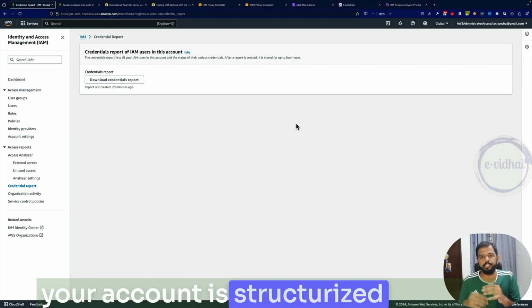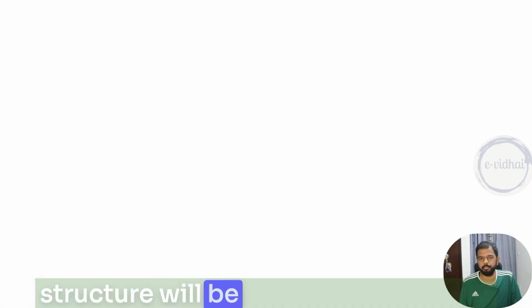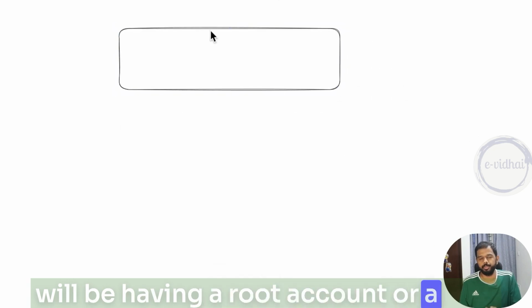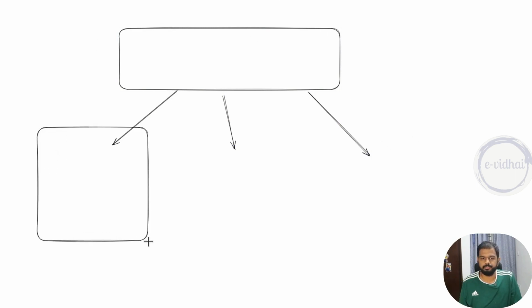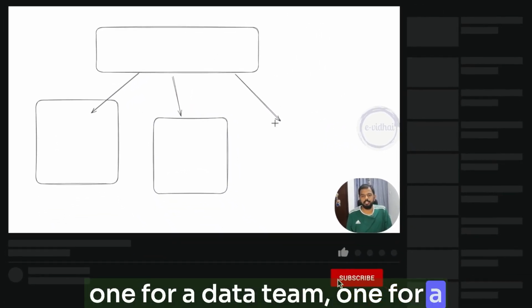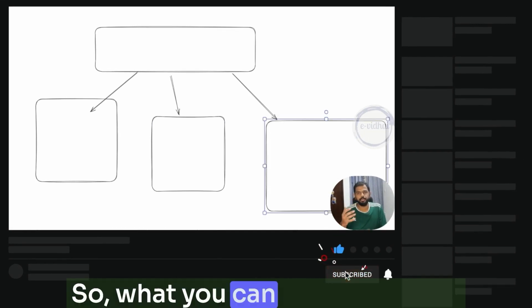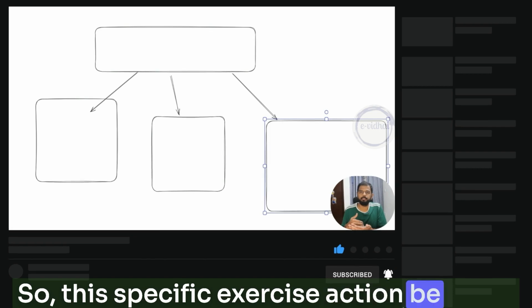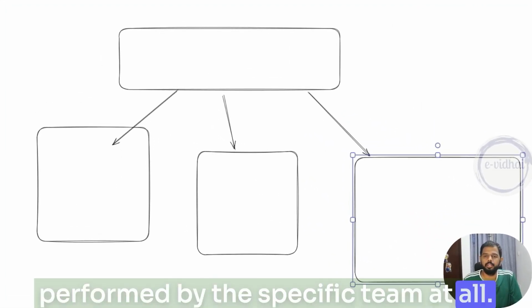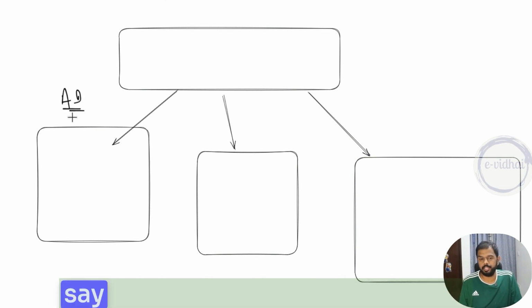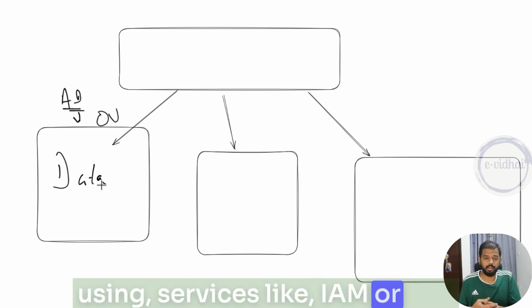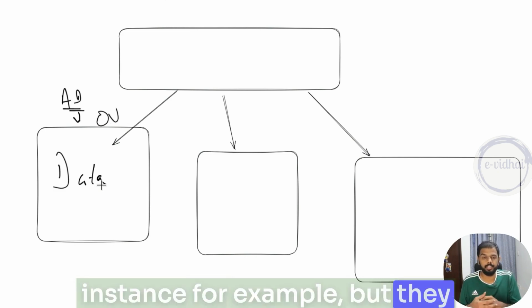Or if your account is structured in a way, in most organizations the structure will be something like they will have a root account or a root OU, and within the root OU they will have multiple child OUs. For example, one for developers, one for a data team, one for security team or site reliability team. So what you can try to do is, okay, this specific XYZ action is never performed by the specific team at all, and these teams are generally mapped with the active directory, and then you would say okay, this specific active directory provides access to the OU level of, let's say, the data team, right? So if the data team is no more using services like IAM or EC2 instance, for example, but they've been provided access to that.